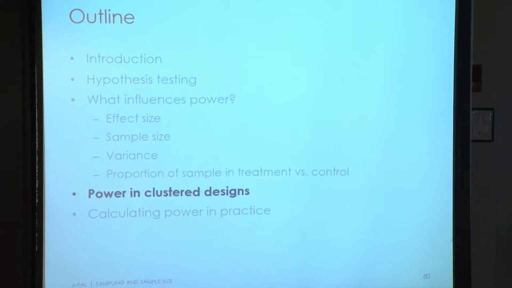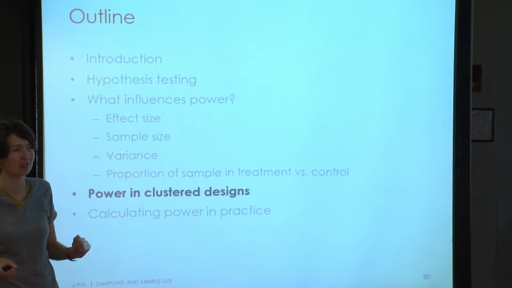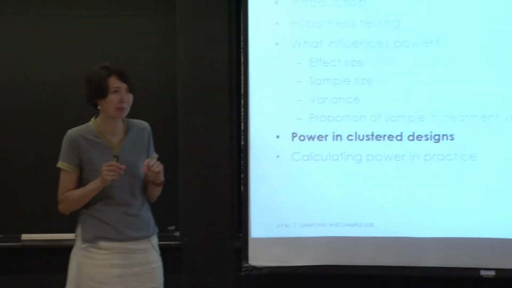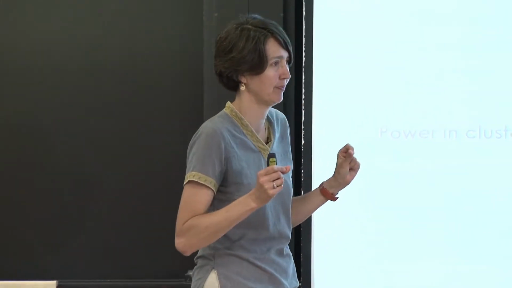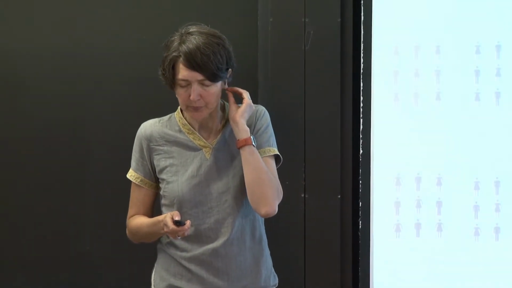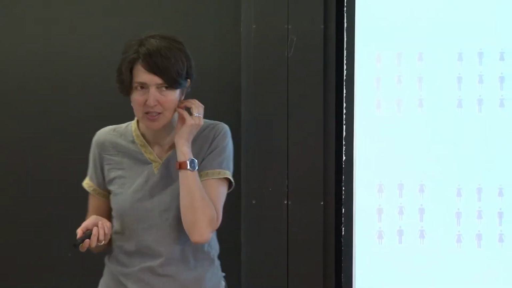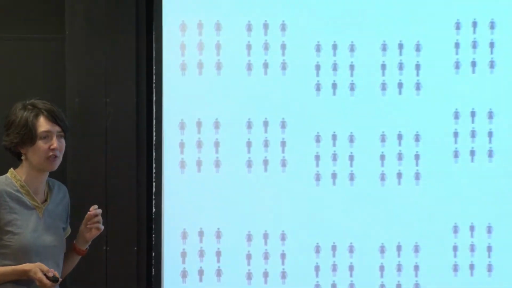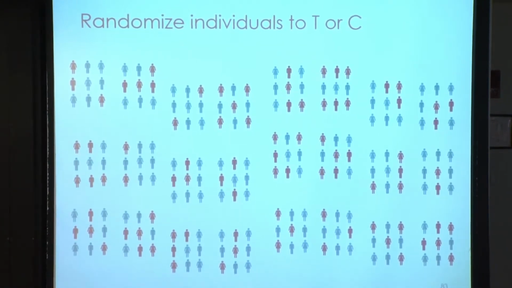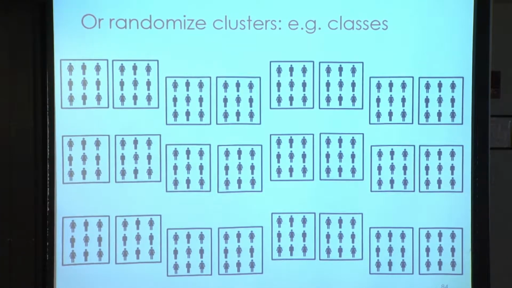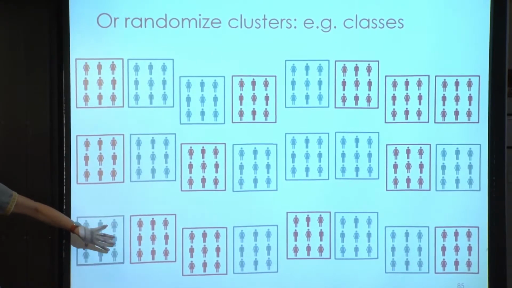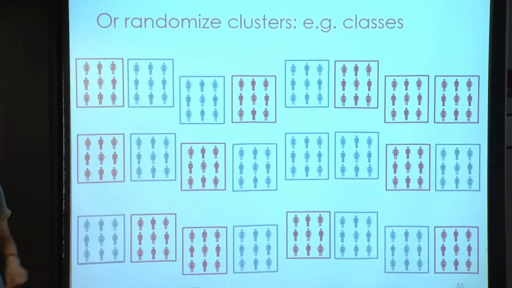Now, that is for a simple, individual-level randomized trial. What about clustered trials? And this is where people make mistakes most often, right? Because it's not the same thing. So let's just review the difference between randomizing individuals to treatment and control. We take the individuals, we randomize them to treatment or control. But if we do a clustered design, for example classes, we're putting people into clusters, and then everyone in a cluster is treatment, and everyone in a cluster is control.